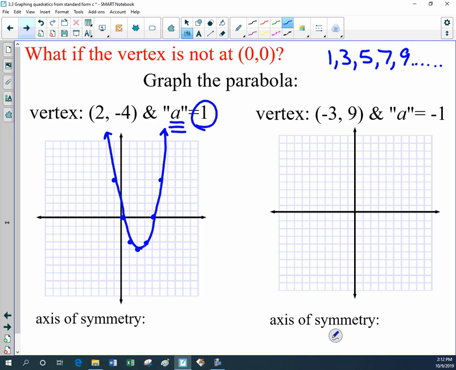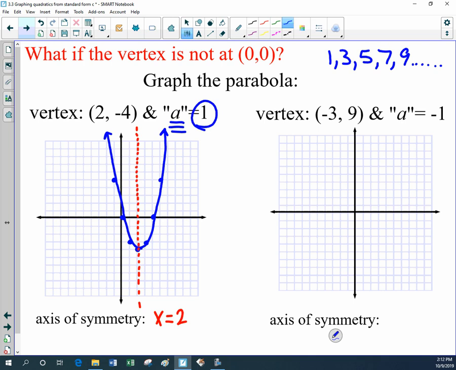Okay, the axis of symmetry. So the axis of symmetry would be the line that goes right down the middle of the graph. So the axis of symmetry here would be x equals 2. Okay, that's this line right down the middle of the parabola.